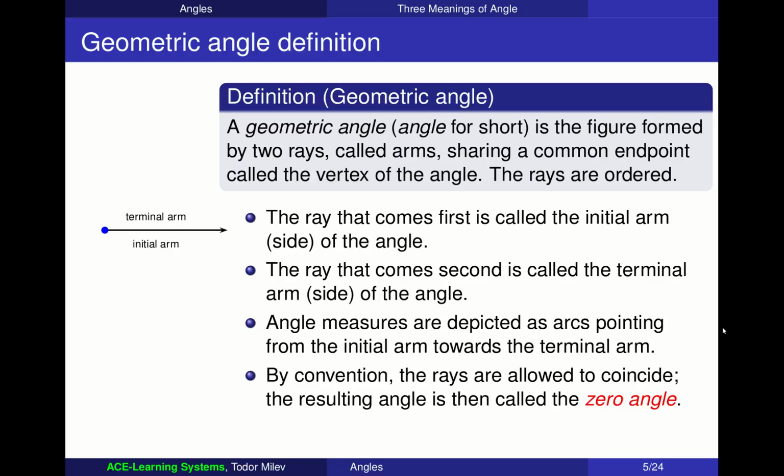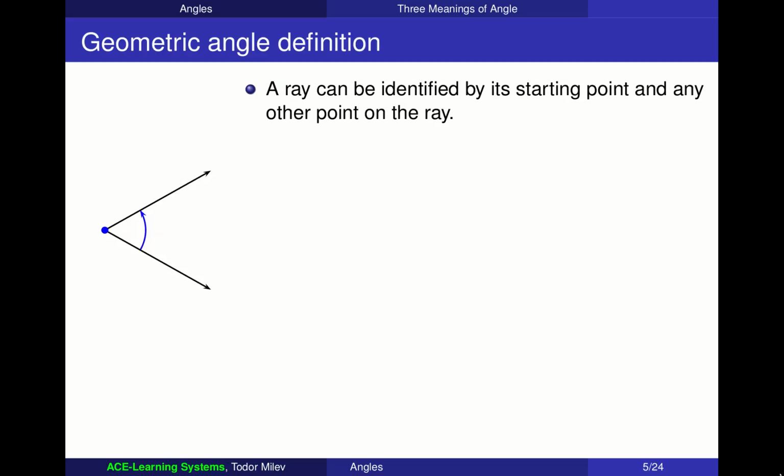By convention, the rays are allowed to coincide. The measure of the resulting geometric angle would be called the zero angle. So that's the case when we have the terminal arm coinciding with the initial arm. A ray can be identified by its starting point and any other point on the ray.